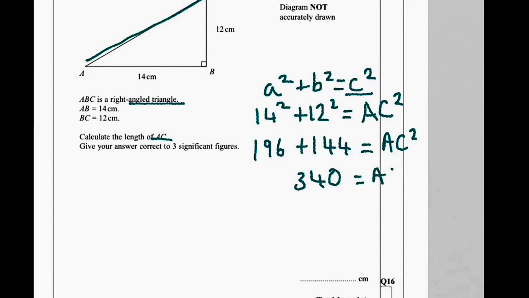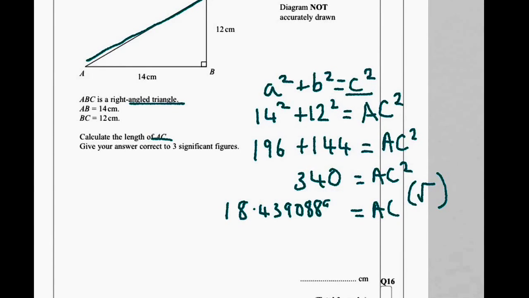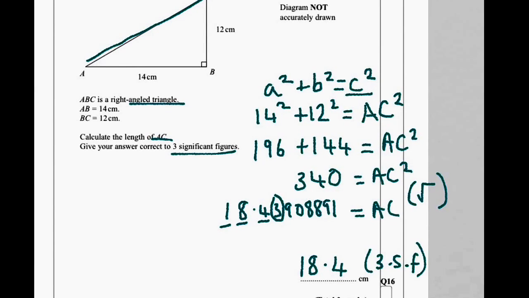That's equal to AC squared, but I don't want the square, so I need to take the square root, which when I do so, it tells me that that hypotenuse AC is equal to 18.43908891 centimetres. I must be careful because it asks me for 3 significant figures. That's the first significant figure, the second significant figure, the third significant figure. I just have to decide, is it 18.4 or 18.5? I look at the next digit here, which because it's lower than 5, tells me that it's 18.4 centimetres to 3 significant figures.